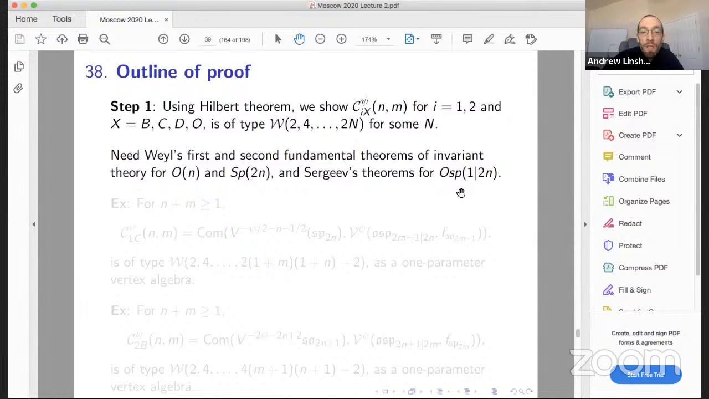then I need the first and second fundamental theorems of invariant theory for OSP(1|2n). And this is a very important result due to Alexander Sergeev. This is a place where I have to apply that to get the generating type.